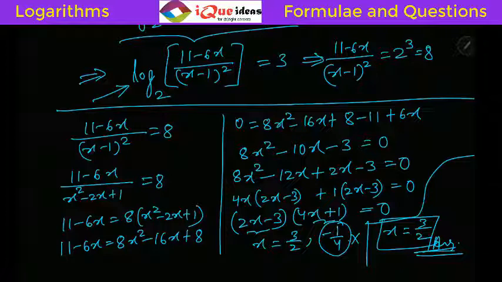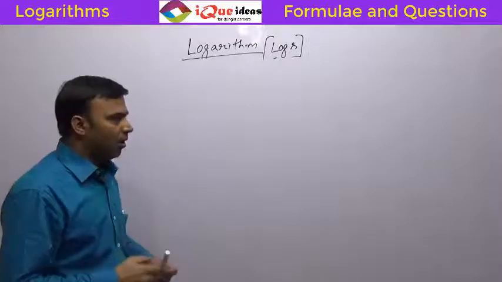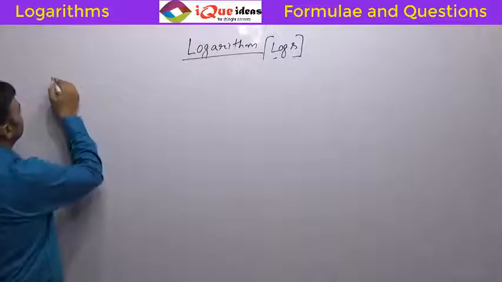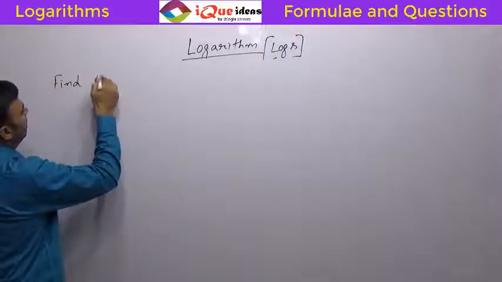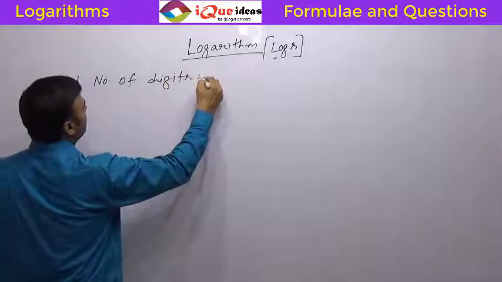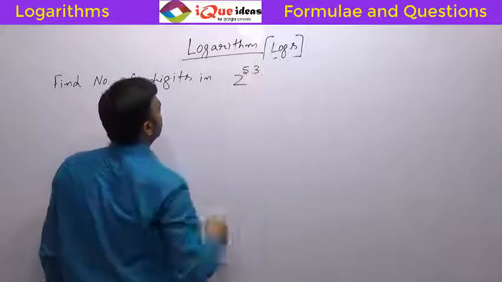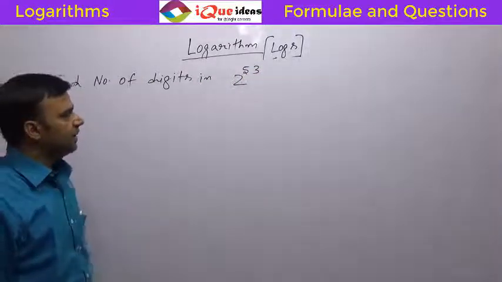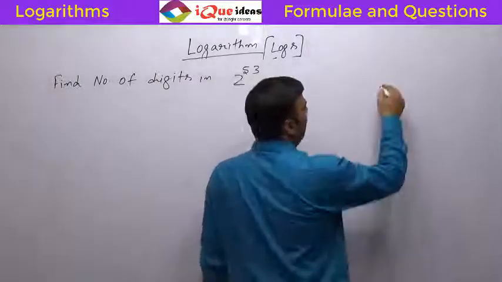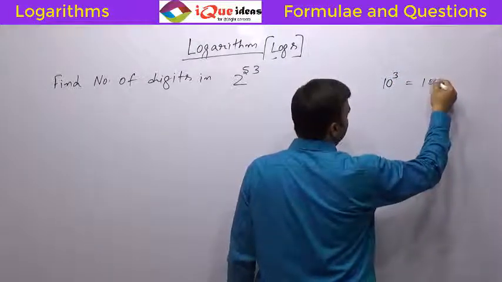Okay, now let's go to the next part. Now let's take, there is one application of logs, that is to find the number of digits in a very big number. Say for example, if the question says find number of digits in 2 raised to the power 53. Alright, now how do we solve this? To understand this, first let's look at some simple numbers. How many digits are there in 10 raised to the power 3? We already know that 10 raised to the power 3 is 1000.